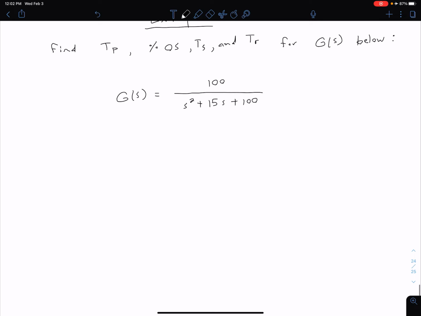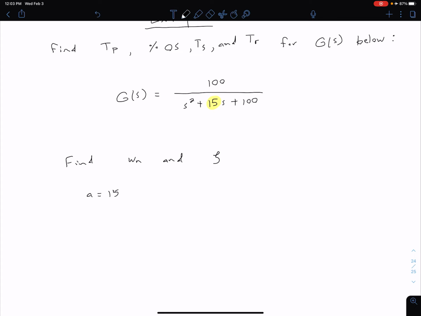So the first thing that we want to do is find our omega n and our zeta. We can do that directly from our G(s), of course. From our G(s), we can get our a and our b terms. So remember, this term here multiplied by s in the denominator is going to be our a. So we can say a is 15.